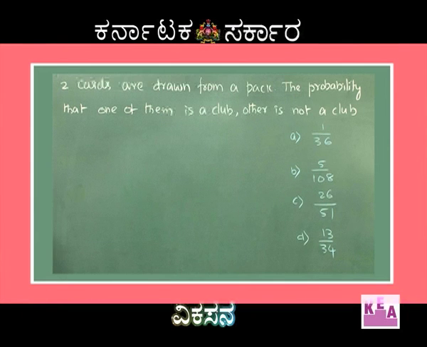Look at the next problem. 2 cards are drawn from a pack. The probability that one of them is a club and the other one is not a club.